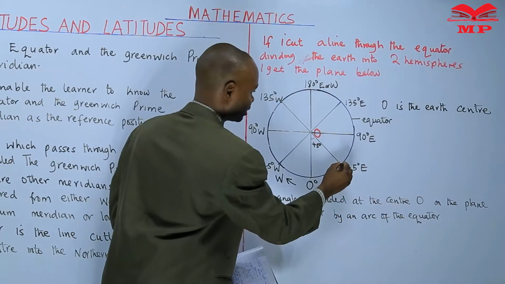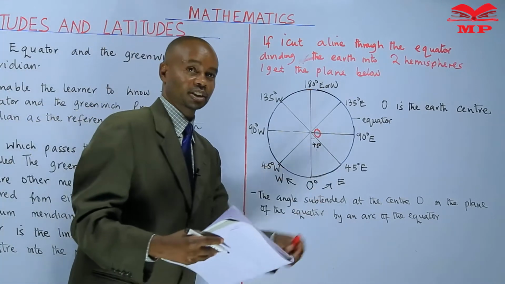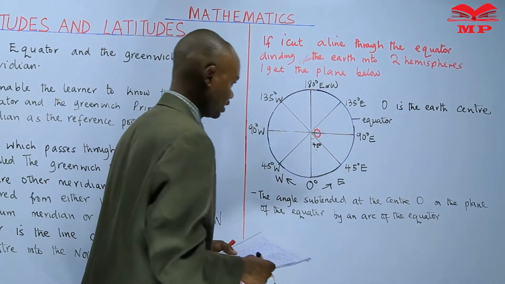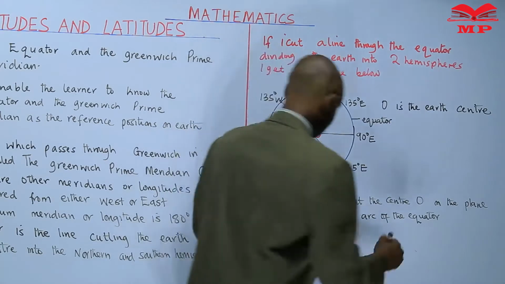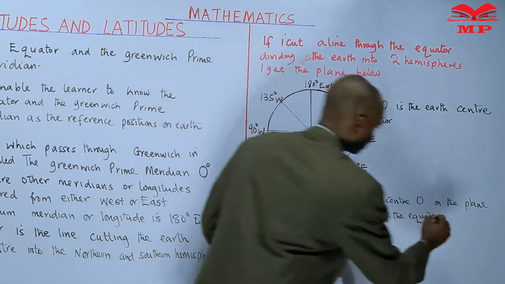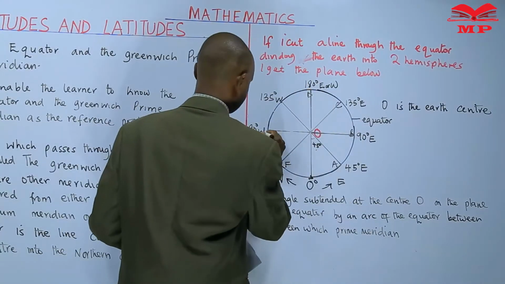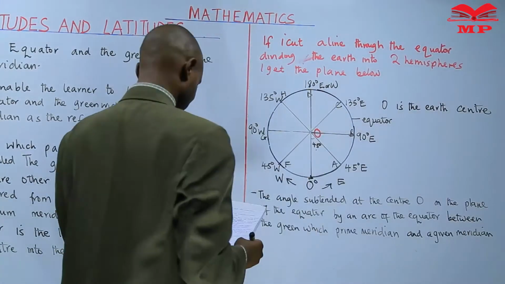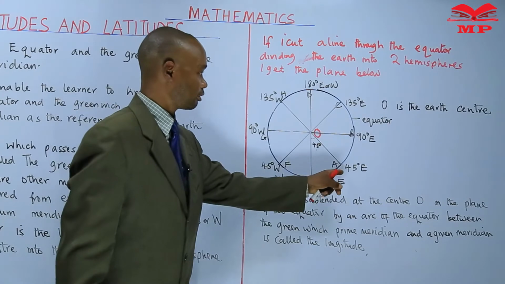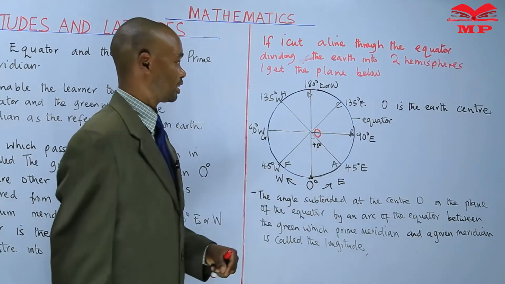When I say an arc of the equator, I'm referring to something like this. So this is the angle subtended. That's why we shall call this longitude 45 degrees east, meridian 45 degrees east, by an arc of the equator between the Greenwich prime meridian. So you'll find the Greenwich prime meridian will be here. So that angle is called the longitude. So I can say the longitude of A is 45 degrees.